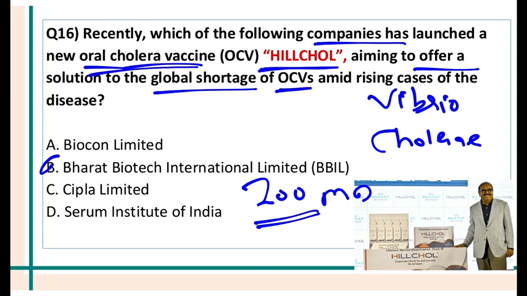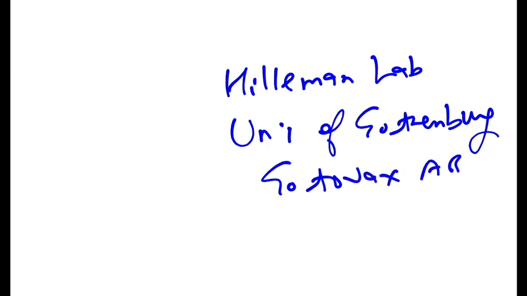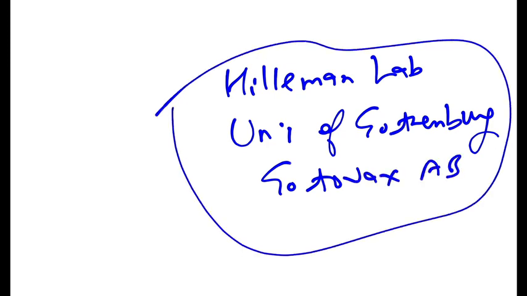So there are two doses which need to be given on day 0 and day 14. This vaccine has been developed by Bharat Biotech in collaboration with other companies also. For example, there is a laboratory called Hilleman Laboratory, University of Gothenburg, and Gotovax AB. So Bharat Biotech has developed this vaccine in partnership with these three companies, right?